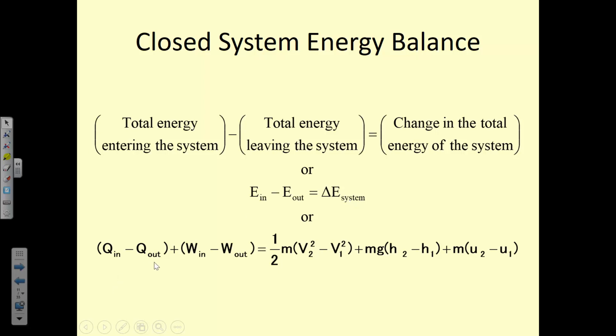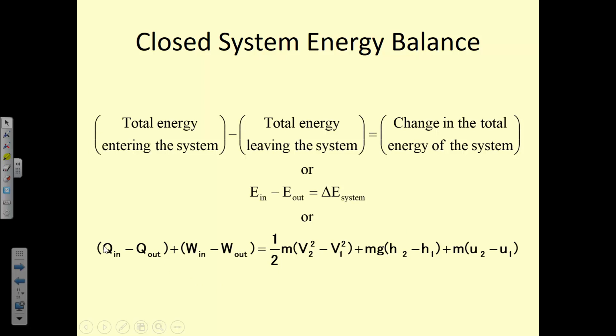Q in minus Q out plus work in minus work out is equal to 1/2 m (V2 squared minus V1 squared), so that's the initial and final state, plus m g (h2 minus h1), and this is not enthalpy, it's height. Sometimes we use v, sometimes we use h. And then m times (u2 minus u1). So this is the closed system energy balance that would be valid for any closed system. Once you start looking at your particular system, then you can start canceling out terms.